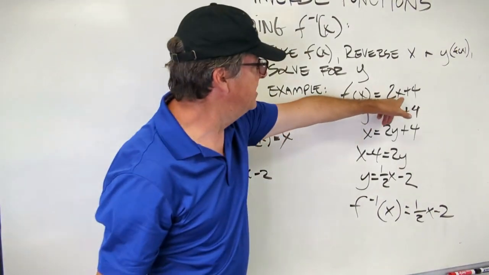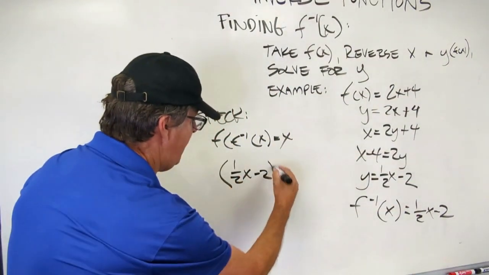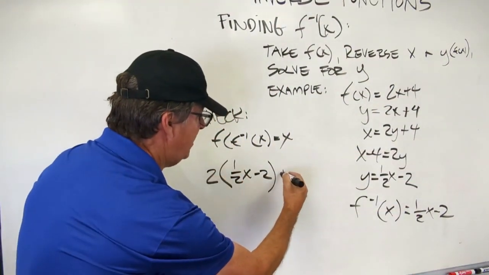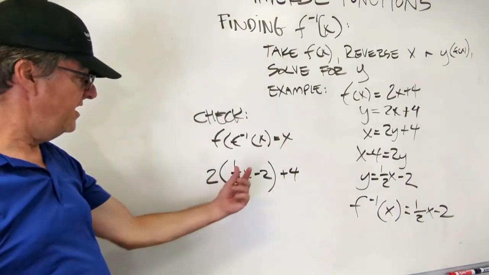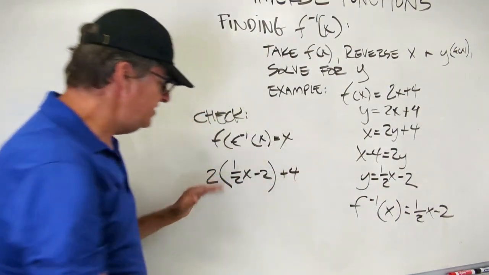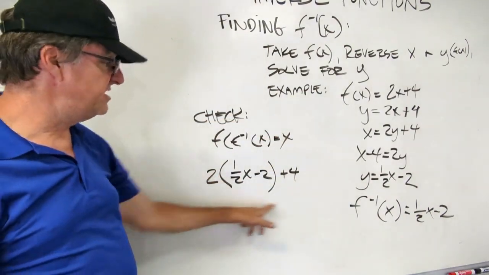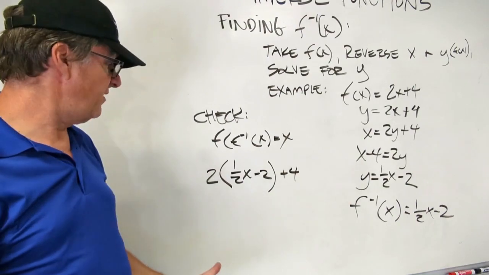So f of x is 2 times x plus 4. So we're going to put the 2 out here, and we're going to do plus 4. So here is f inverse of x, and now we've put f of x around it. So we're taking that result, we're doing f of x to it. Now we just have to simplify this down and prove that we end up with x.